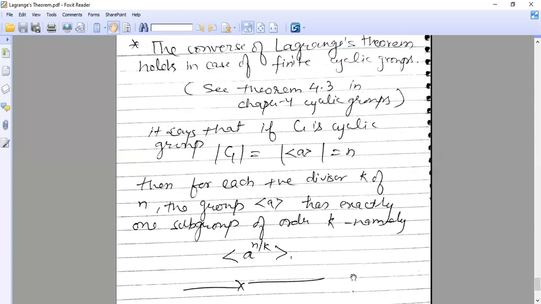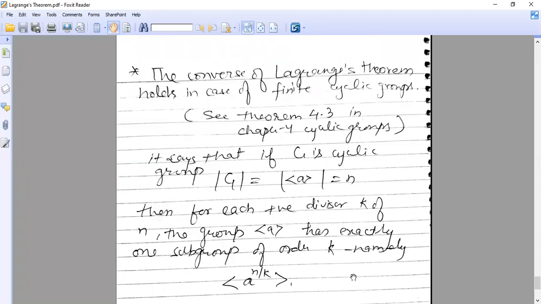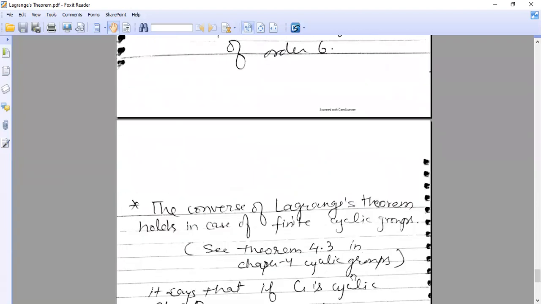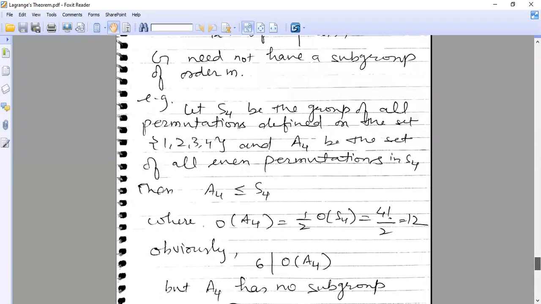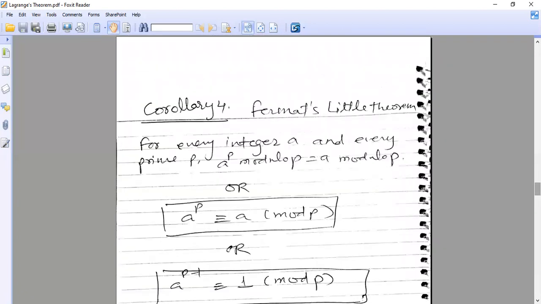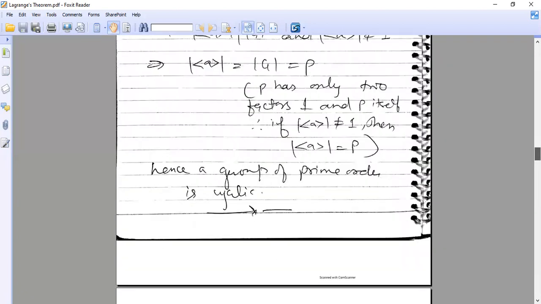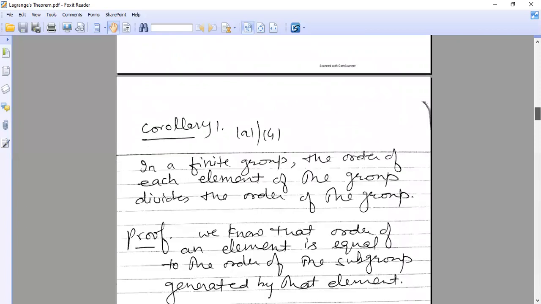And here we have seen that the converse of Lagrange's theorem is true. So in this lecture, we have seen Lagrange's theorem, the corollaries related to Lagrange's theorem, and the conditions in which we say that the converse of Lagrange's theorem is true.